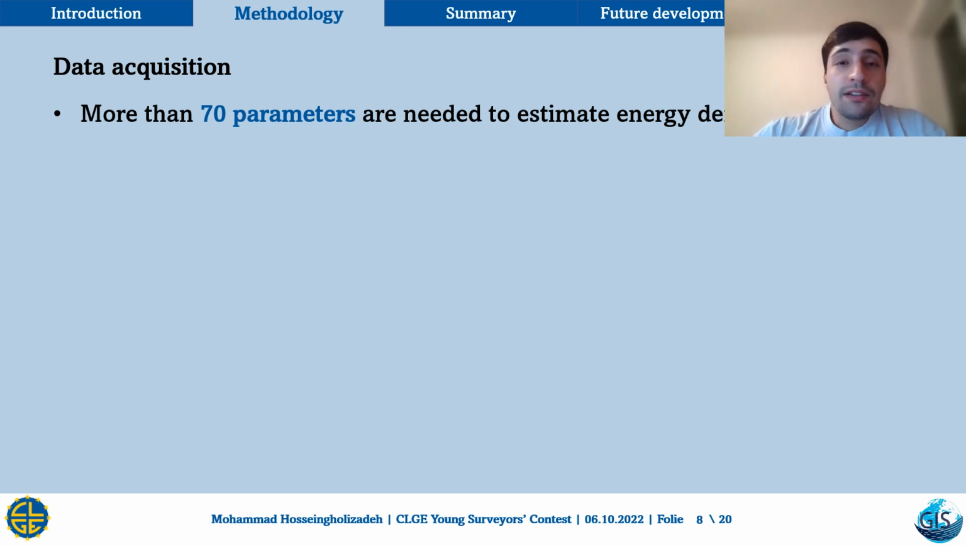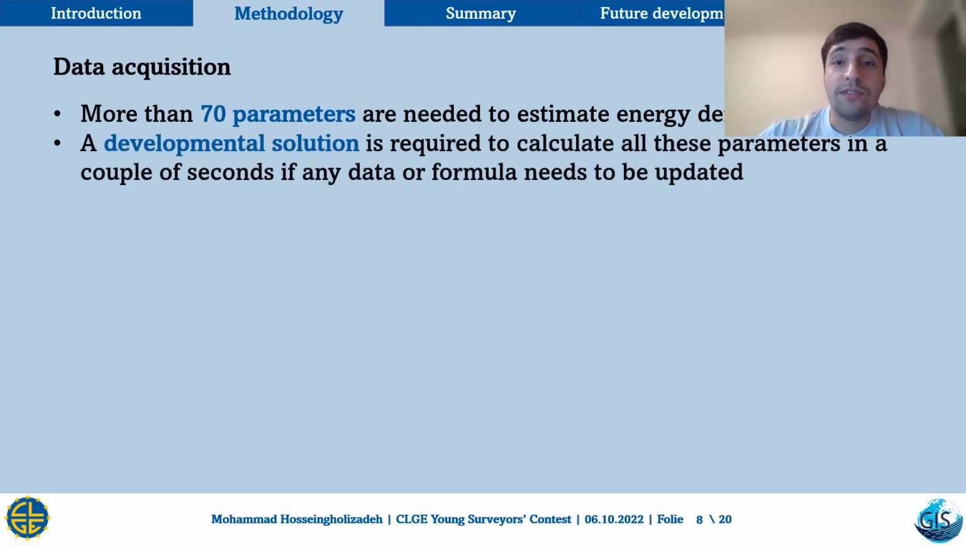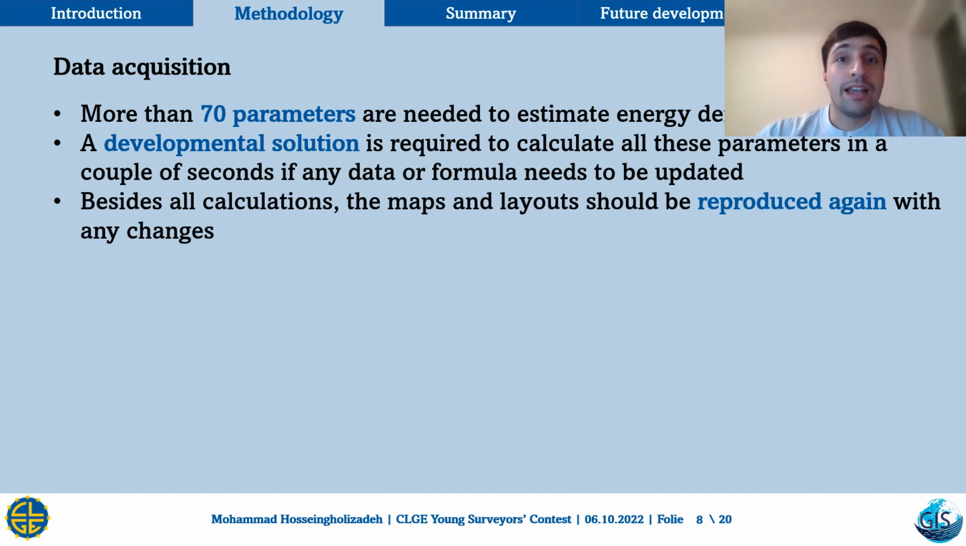So more than 17 different parameters are needed to calculate energy demand, and we need a development solution. If we have any changes in our formulas, as you know, for different areas, different cities, or even different municipalities, the weather parameters change. For example, the number of heating days in the north and south of Germany is different. So we need a development tool that lets us change all these things very fast. And how can we do that?